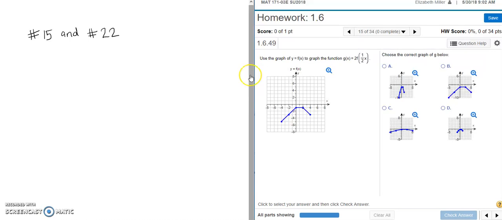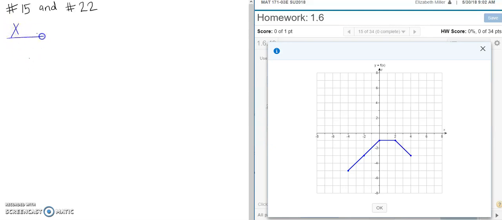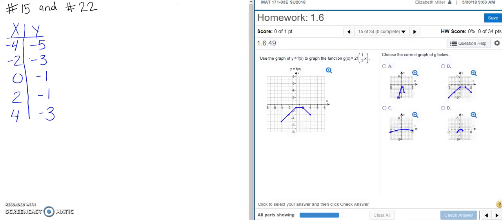So right now, the points that we have, if I make a table, with the points that we have: -4, -5; -2, -3; 0, -1; 2, -1; and 4, -3. So using this, I can close that now. I'm going to do my vertical stretch and my horizontal stretch.